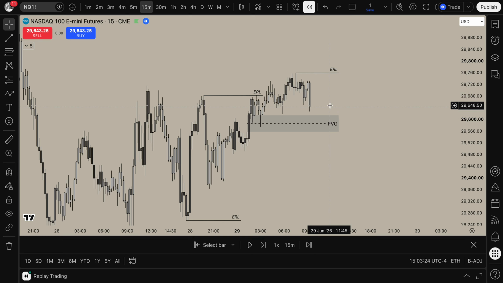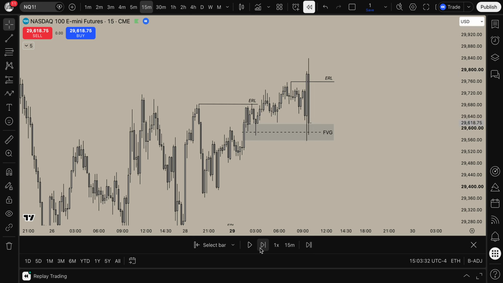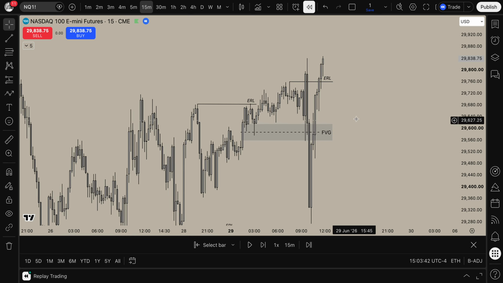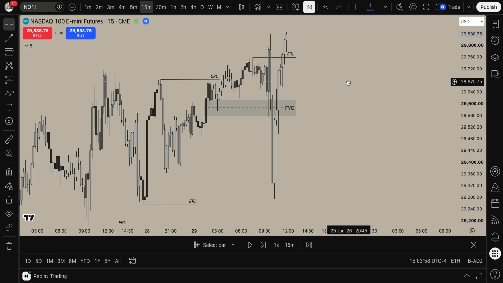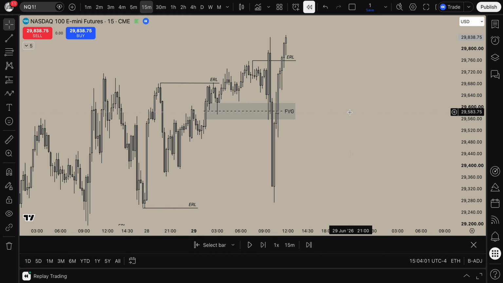Just don't overcomplicate it, honestly. That's what a lot of gurus do. Obviously, the market then trades from IRL to ERL and ERL to IRL. This is how I find my daily bias on a higher time frame. You really don't need anything else. It's as simple as IRL to ERL and ERL to IRL.